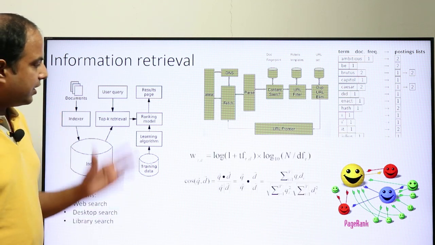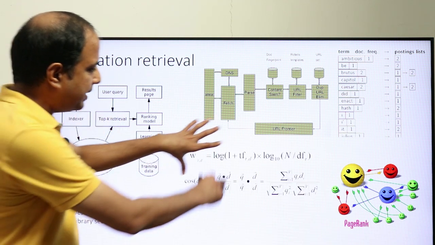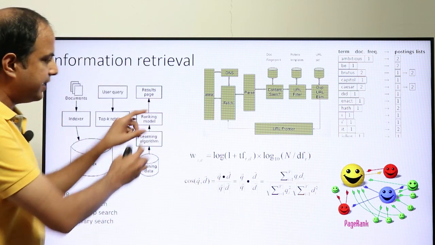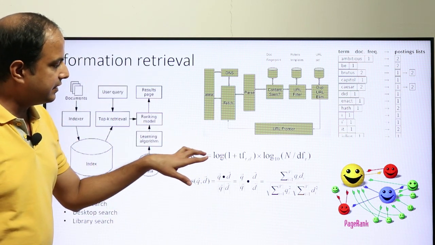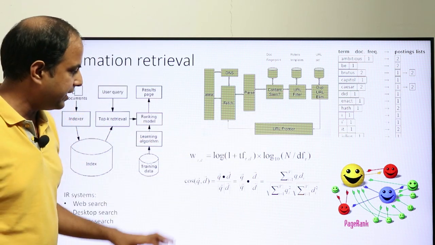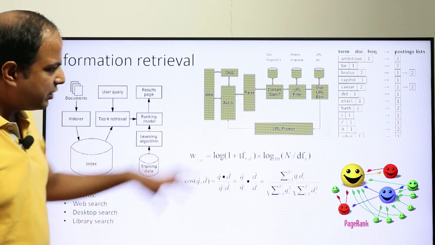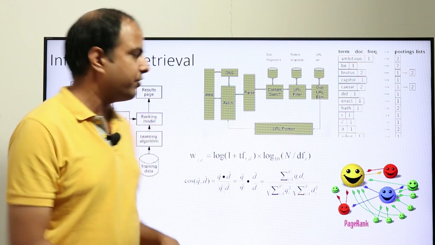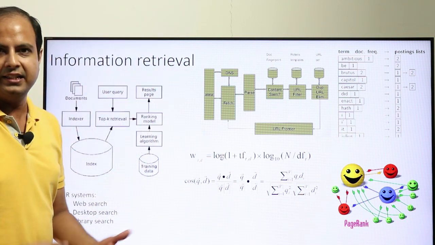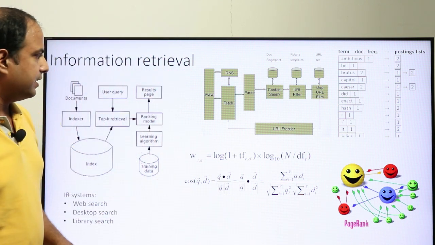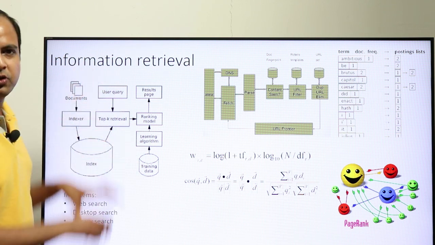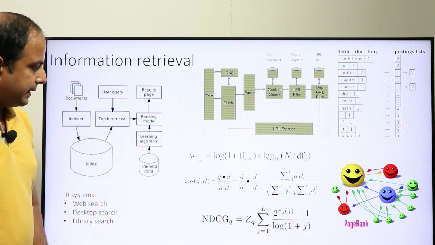Okay? And then there is a whole bunch of formulas which go into this ranking model. This involves something called TF-IDF scoring, something called cosine similarity computations, and so on. Okay? We'll go into the details of these things whenever we talk about information retrieval in detail. But for now, this is what contributes to the information retrieval piece.